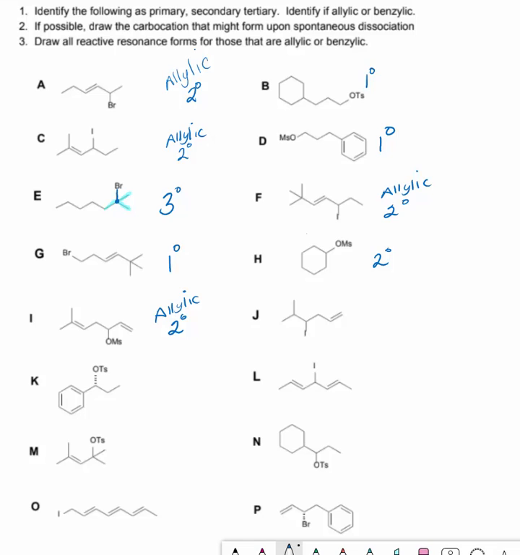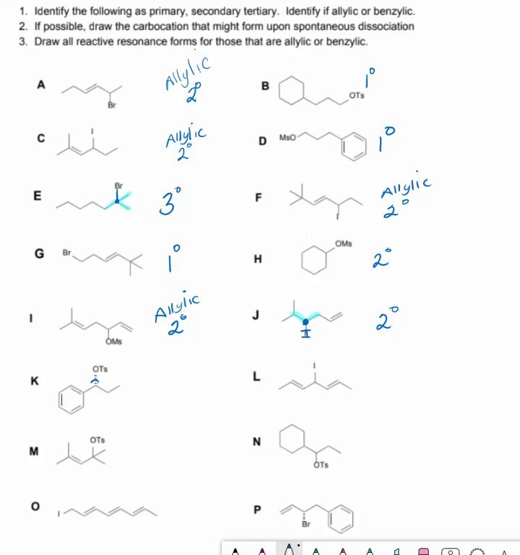For J, well, like F, it looks like the I kind of ran into the bond, but there is an iodine here. And we are analyzing this carbon, the carbon that attaches to the iodine. So we have 2 carbons attached to that, which makes this a secondary compound. And both of those carbons are sp3 hybridized. So that's it. We don't have anything else to say about that compound.